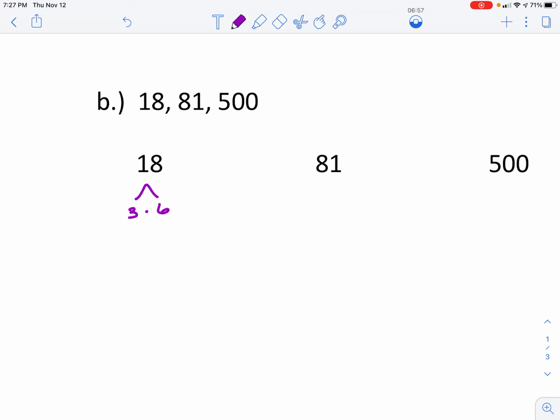So I have 3 times 6 is what I'll choose. You could have chosen 2 times 9. It doesn't really matter. And then 2 times 3. And all 3 of those are prime. 81 is 9 times 9, which is 3 times 3 times 3 times 3. And all 4 of those are prime.